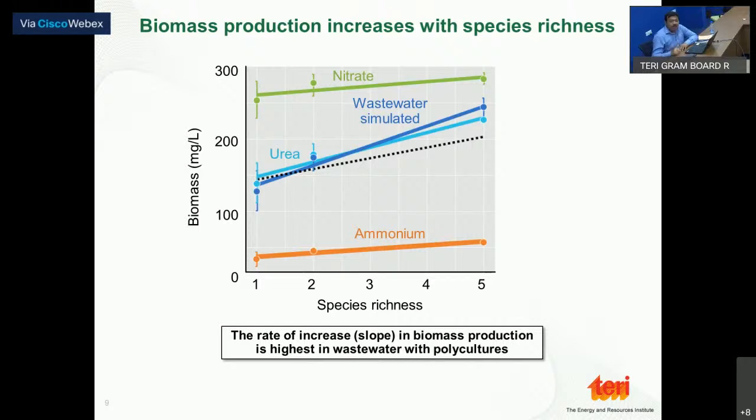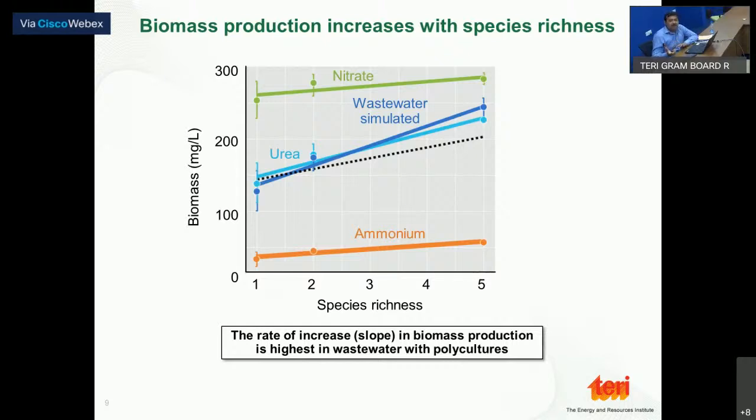But here I wanted to show, if you look at the biomass production over the species richness, what is happening? If you increase your species richness, the production is going high. So that is the main thing I want to show here. But at the same time, if you look at the simulated wastewater, the dark blue one, the slope of the curve is much higher as compared to others. So that is expected.